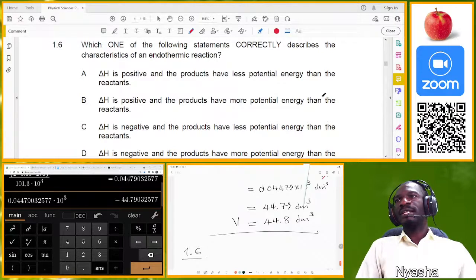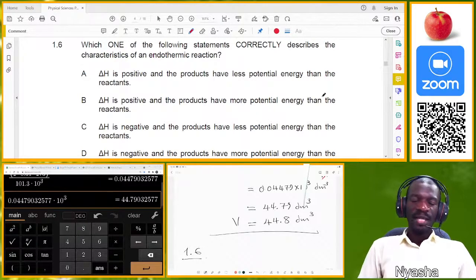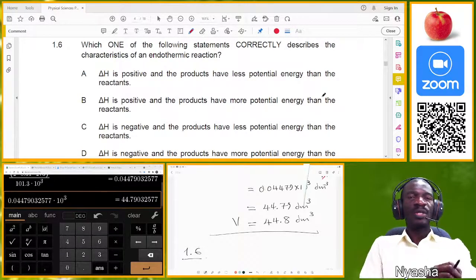Which one of the following statements correctly describes the characteristics of an endothermic reaction? For an endothermic reaction to take place, what do we need?